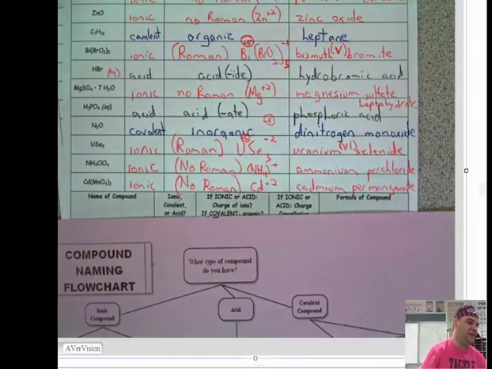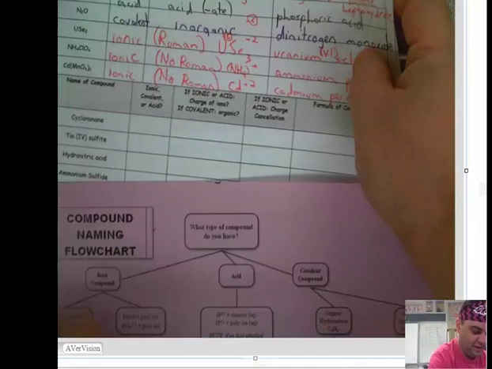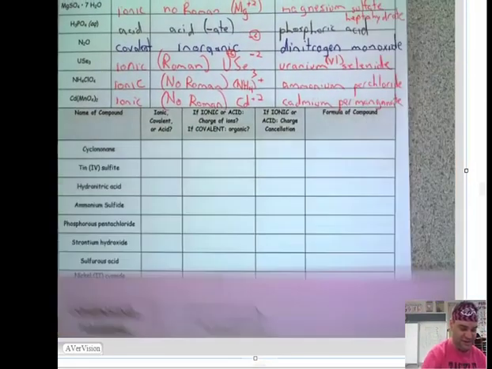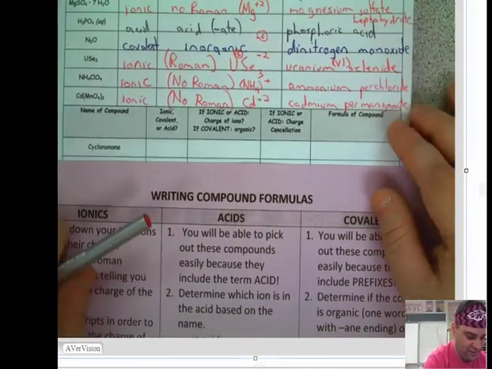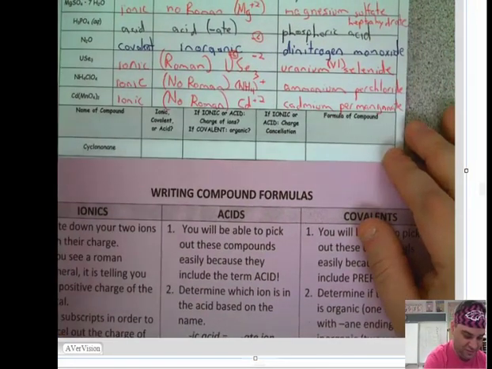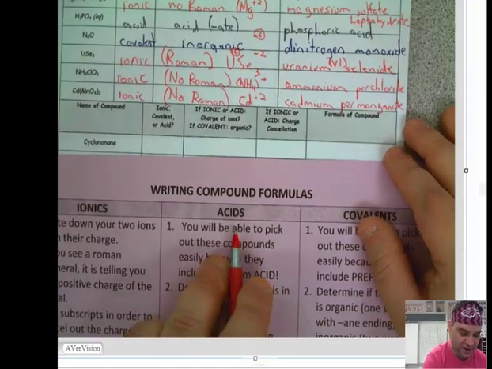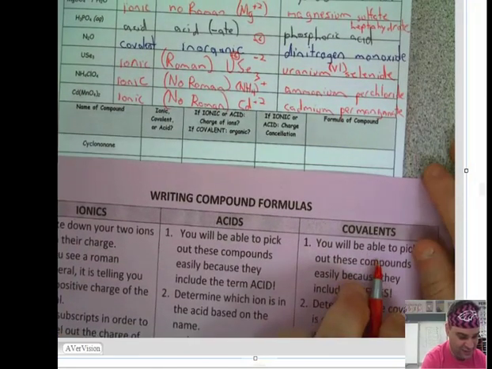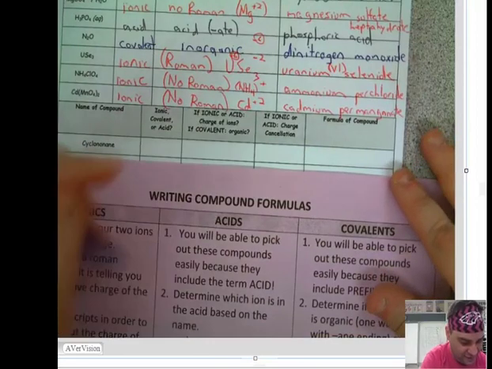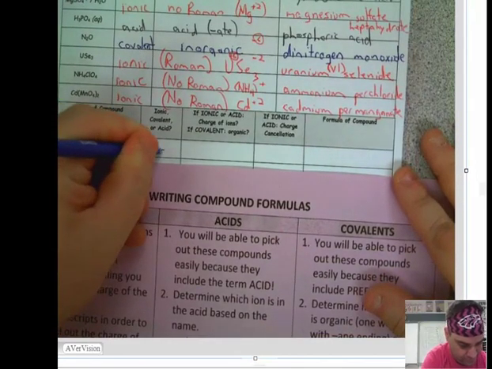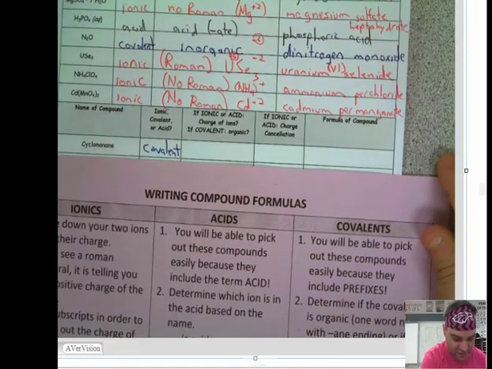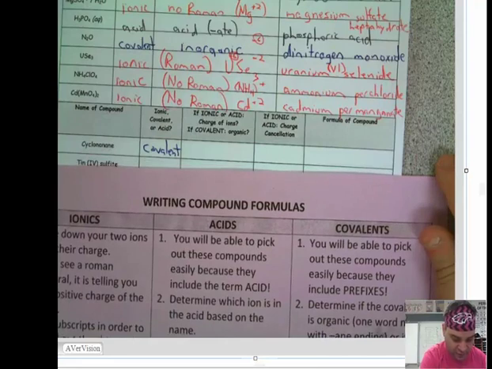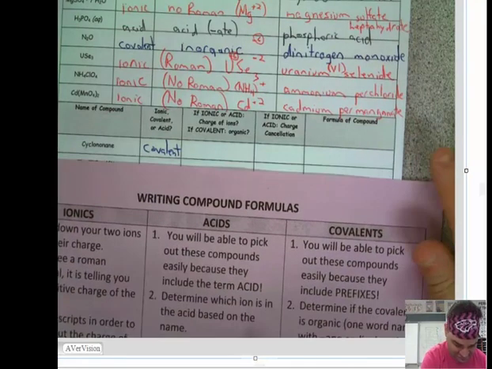Hopefully that gives you an idea on how to do the naming stuff there. Okay, let's move down to going the other way here, where you would use the other side. Cyclononane. This is not ionic because there's no metal listed or ammonium. It doesn't have the word acid, so we are in the covalent column here. These have prefixes. Determine if the covalent is organic: one word in the name with an ane ending. That is organic.